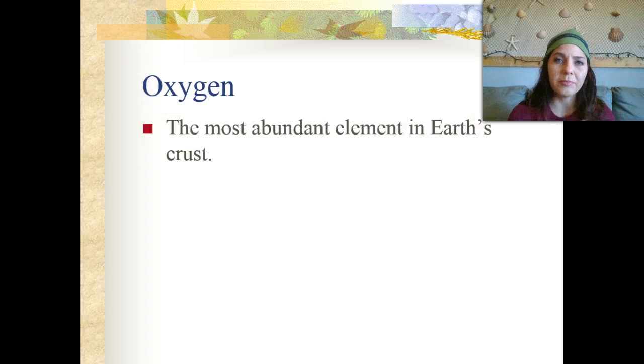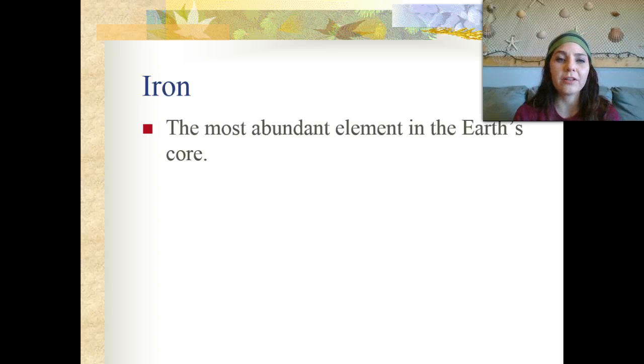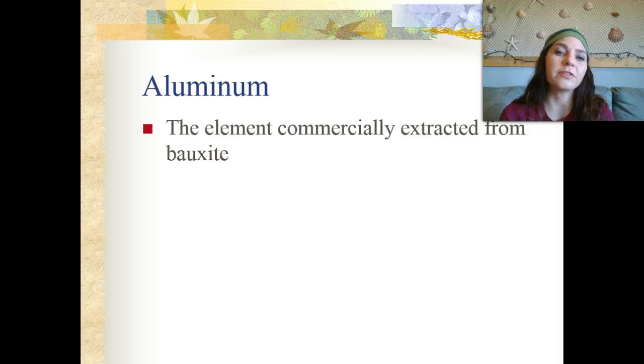So we're going to talk a little bit about some of the most abundant elements. We have oxygen, most abundant element in Earth's crust. Nitrogen is the most abundant element in Earth's atmosphere. Iron is the most abundant element in the Earth's core. And then we have aluminum. This is the element that's commercially extracted from bauxite.